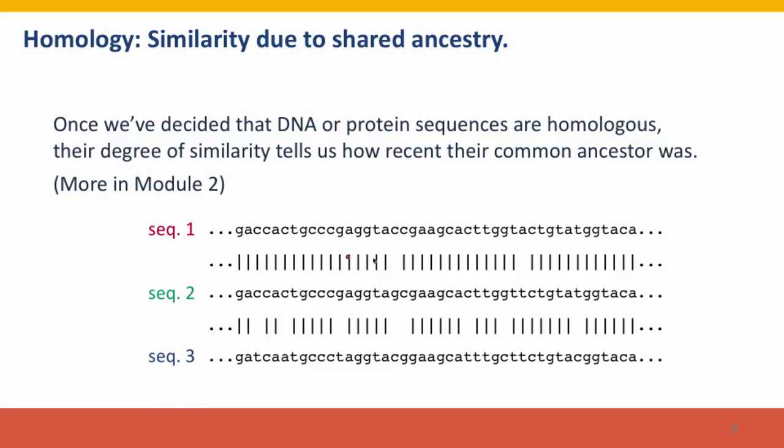And we see that the first two species differ only at two positions. So we infer they had a very recent common ancestor. However, sequence two and sequence three are much more different. They're different there, there, there, and so on. And we infer that sequence three has a more distant ancestor from sequence two than sequence one does. We'll talk more about this in module two.